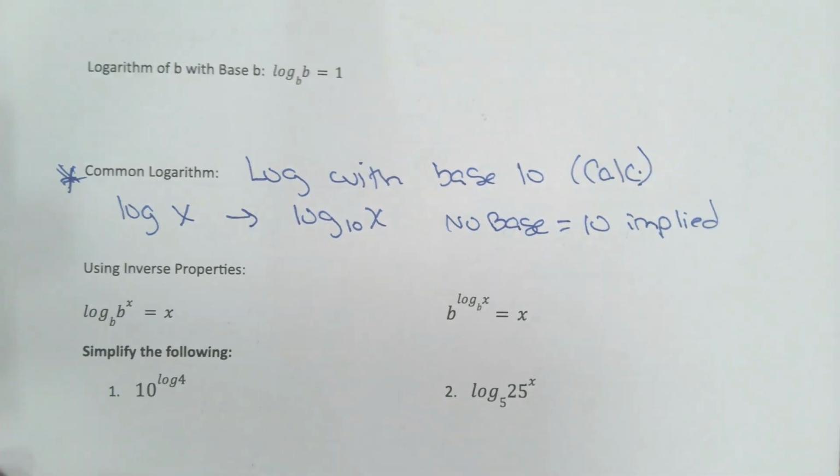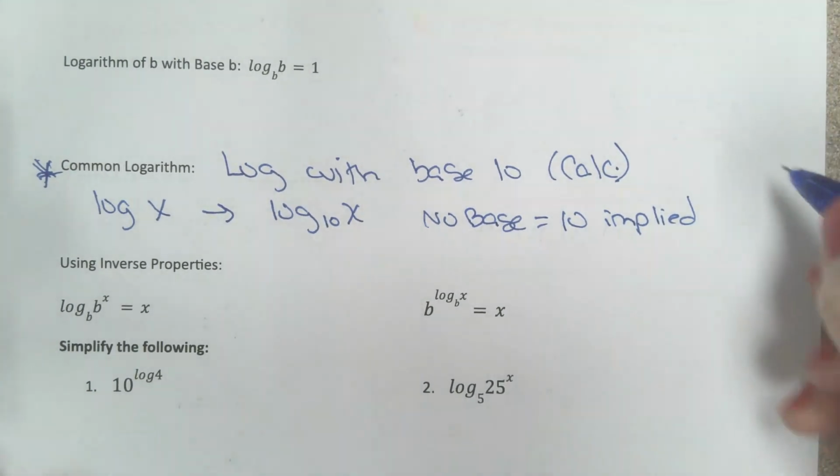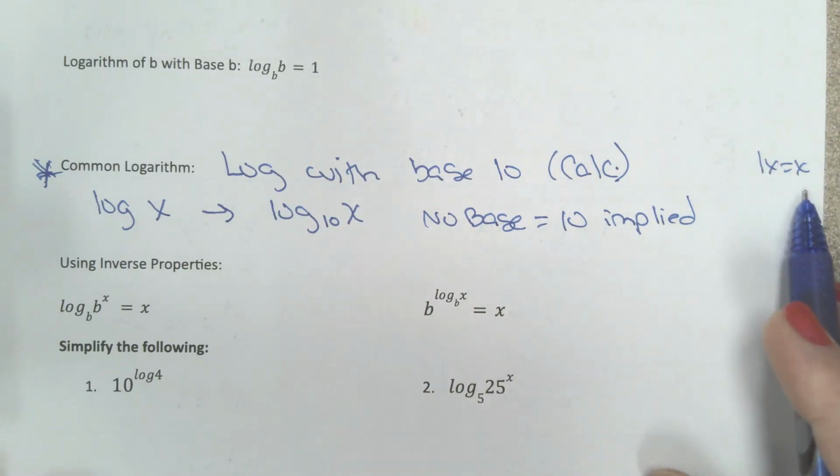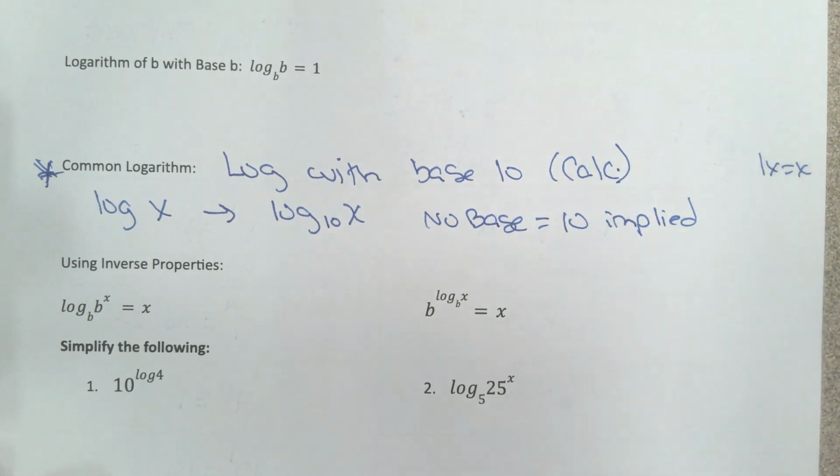Why? I don't know, because we get lazy in math sometimes. Like instead of writing 1x, we just write x. Sometimes if it's the most common thing, we just drop it.